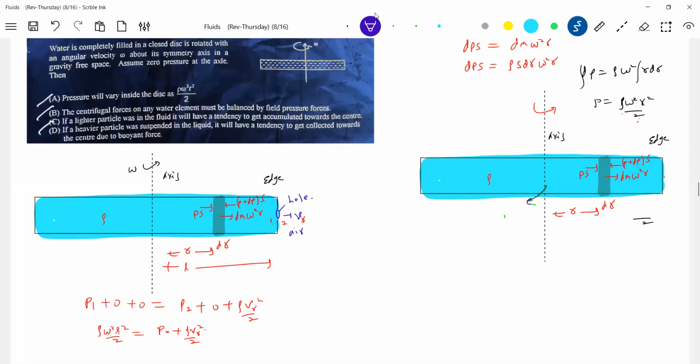Let me add that. Oh, multiple ideas, lighter particle, heavier particle, if any are there in this particular rotating liquid column, no?